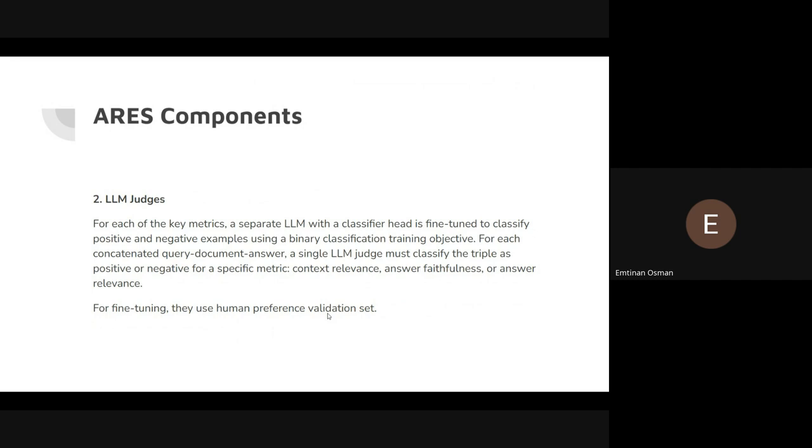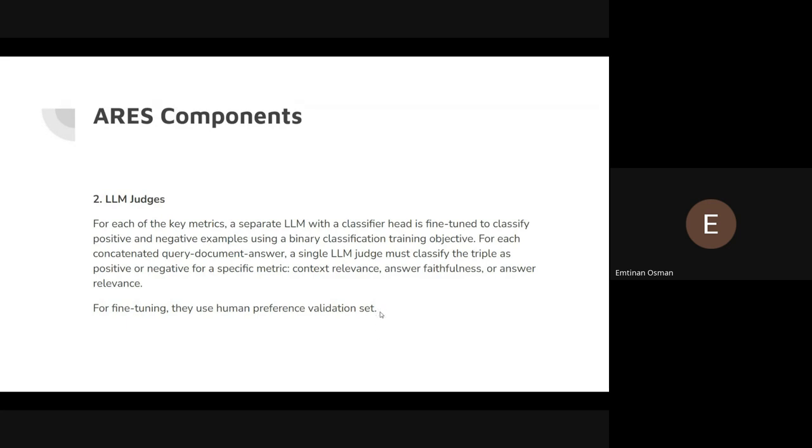When you're generating a test data set with an LLM, LLM generation itself is not guaranteed 100% to be correct, right? So generating questions and answers, what is the guarantee that the answer is going to be a 100% correct answer to the question? A human preference validation set can be treated as a gold standard, while the set generated by the LLM is like a prediction from the machine learning model.